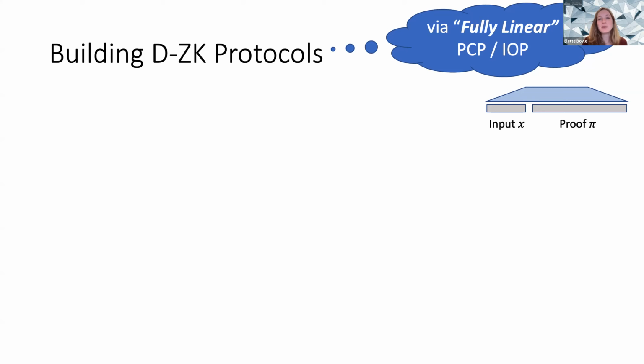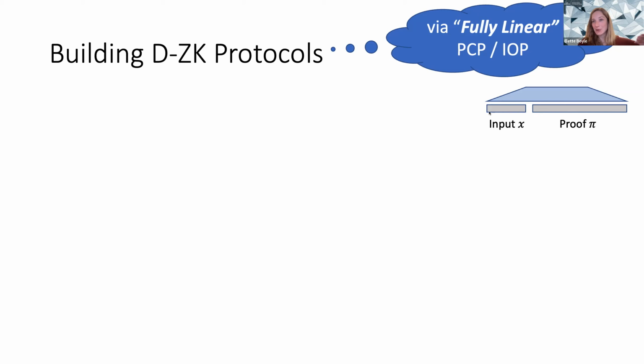If you're familiar with PCPs or PCPs of proximity or linear PCPs, okay, it's kind of a combination of those three things. Where loosely you can view this as, so a prover here will kind of commit to some proof pi.